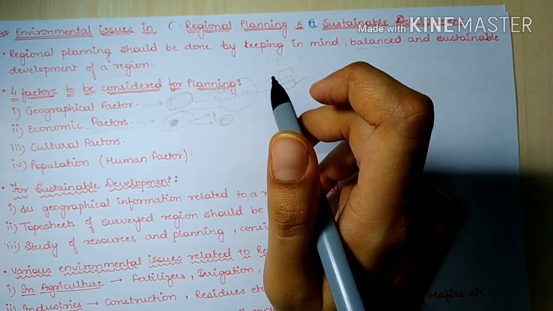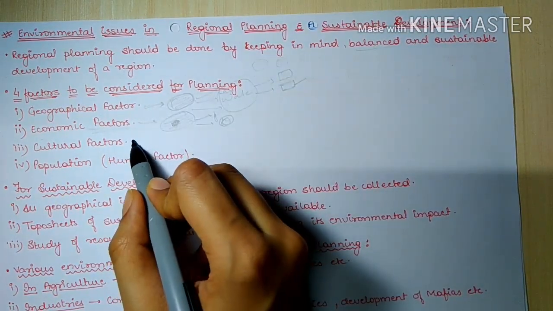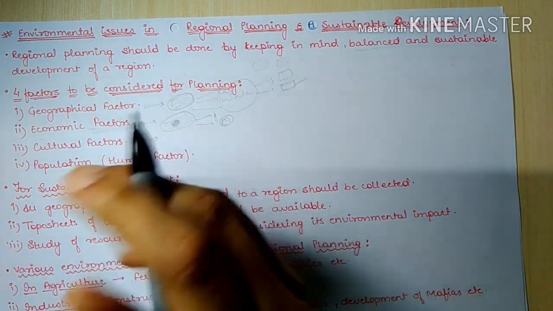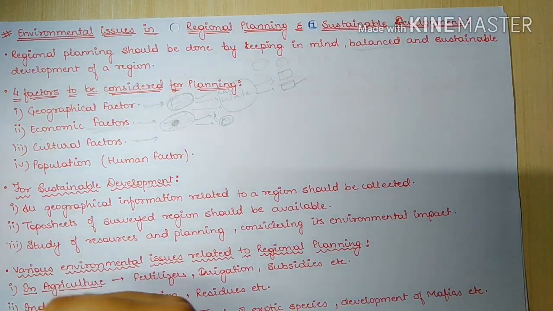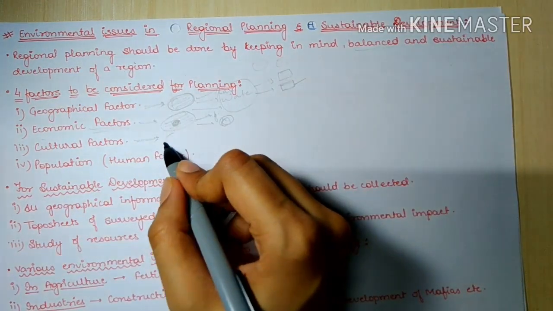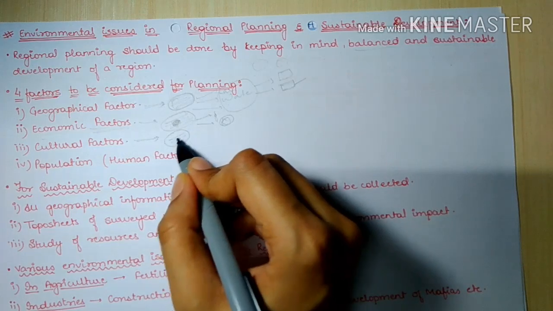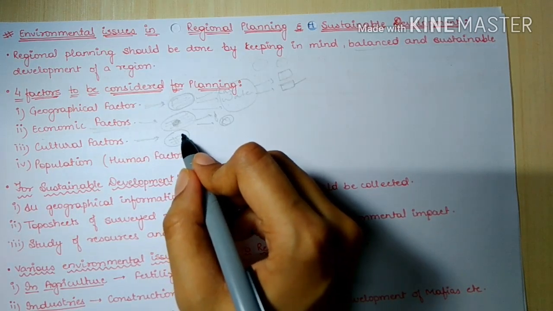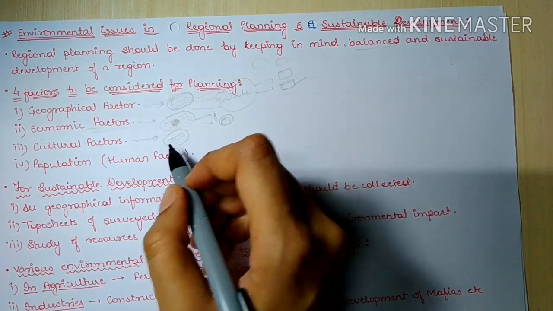Next is cultural factor. Cultural factor is how the people here are being impacted, whether their culture is hindered or whether their norms are being hindered. We have to keep that in mind.